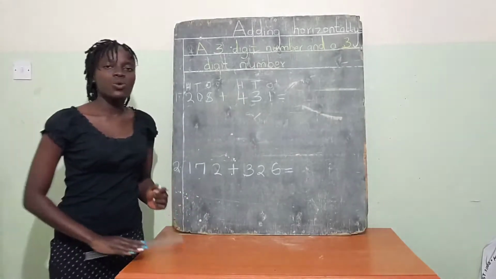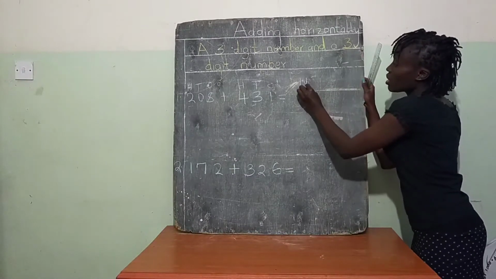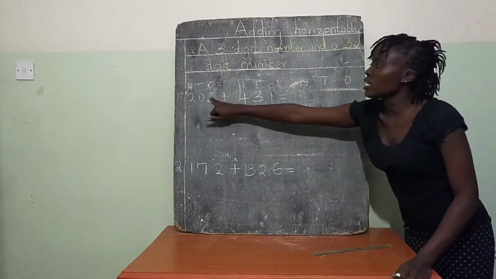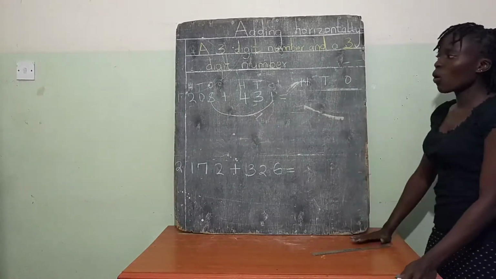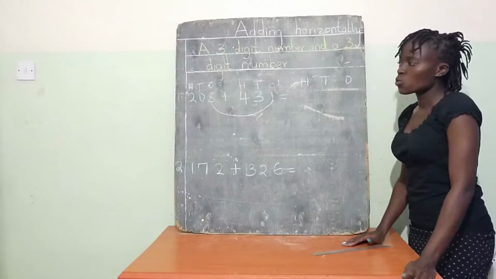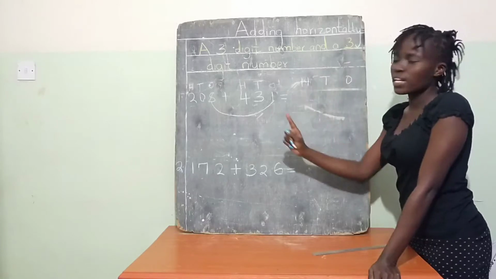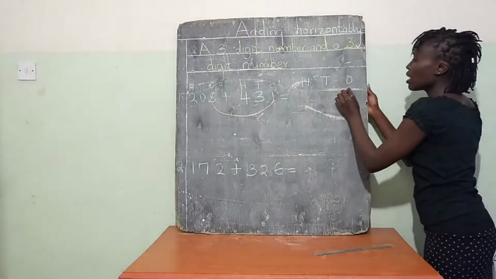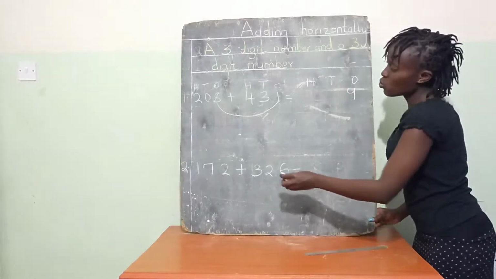We start with the ones side. But first we put the place value after the equal sign, which is hundreds, tens, and ones. Then we start by calculating the ones side, which is 8 and 1. So we put 8 in the head and 1 on the finger. So 8, 9. Therefore, 8 plus 1 is 9. Then we move on to the next step.